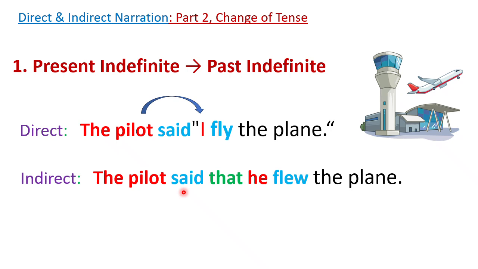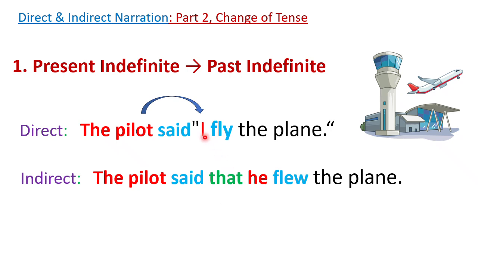We can't write told here, because in the case of told we need an object, and we don't have an object outside, so we are not using told here. Plus, we cannot use said to, as some students write. The to is not coming here because there is no object. So the pilot said, and here you can see the pilot said, and no changes are there. But as soon as we remove the inverted commas, we use that, right? So this is the first change, which is very important.